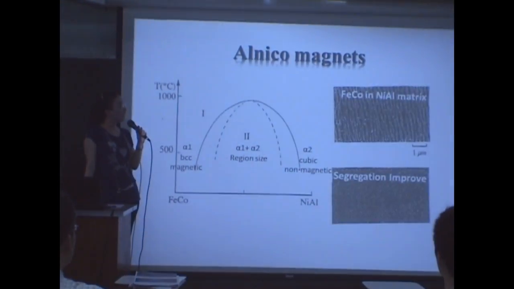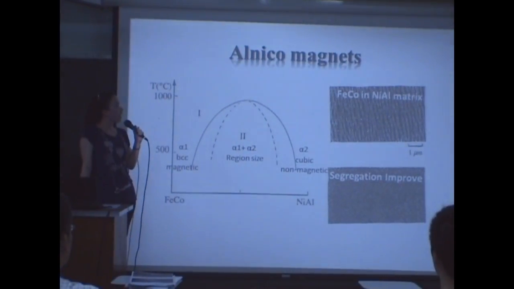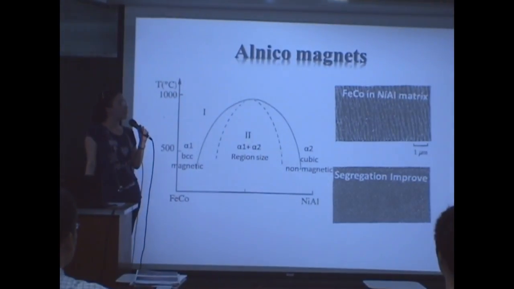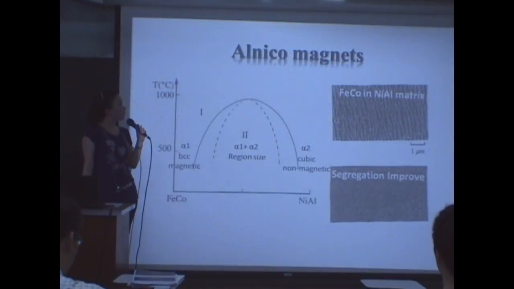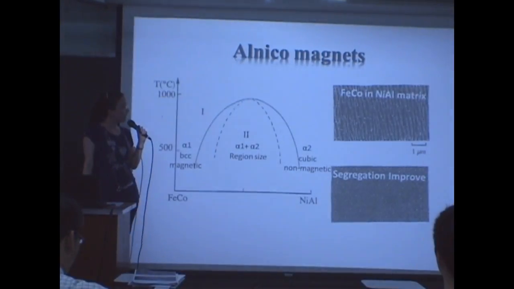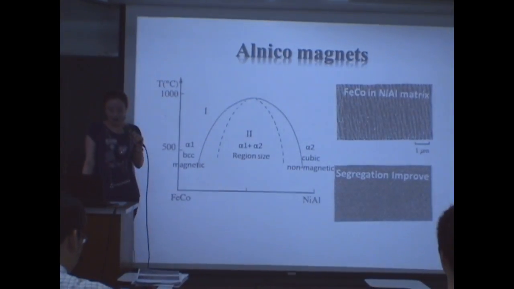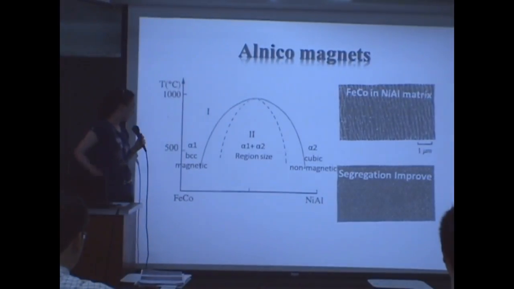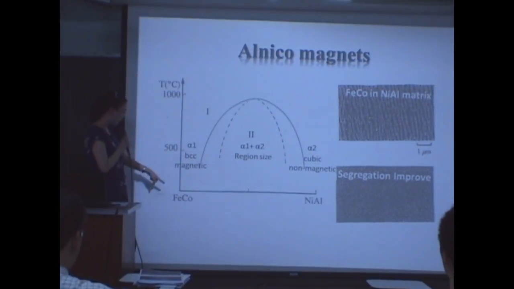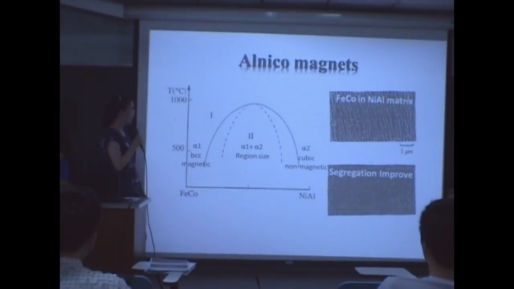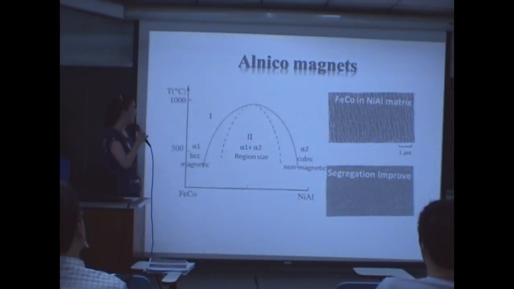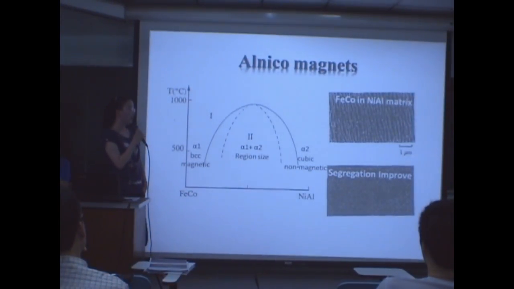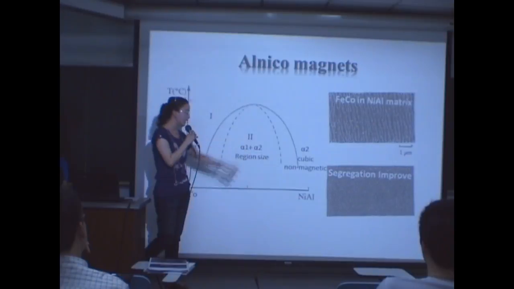First, it is the alnico magnet. It was developed about 30 years ago, and it is composed of aluminum, nickel, cobalt, and iron alone. And this is a binary phase diagram. First, this is iron cobalt, the alpha-1 phase, and its basic structure has magnetic property. And the other is nickel aluminum, the alpha-2 phase, a cubic structure that is non-magnetic.